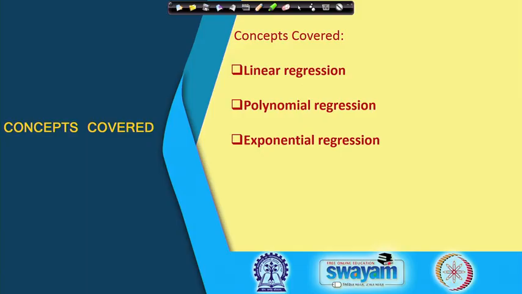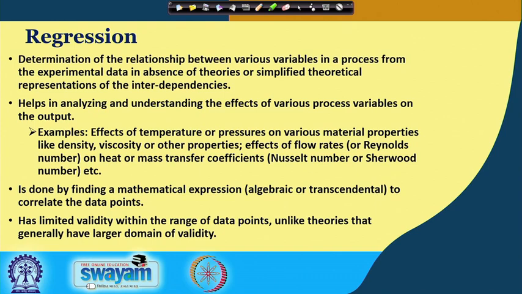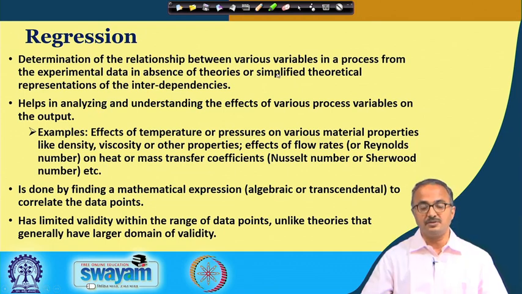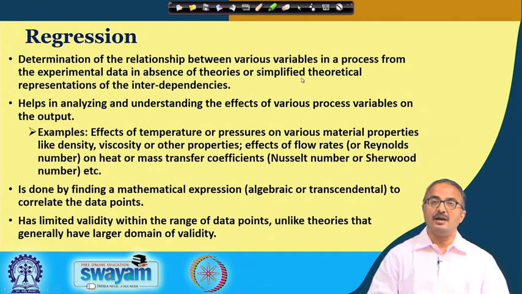So, in this context, first we shall be looking into the regression analysis. In this we shall be looking into linear regression, then polynomial regression and exponential regression. So, first let us understand what we mean by regression. Regression means that we are trying to determine the relationship between the various variables involved in a process, and these variables will be given in terms of some experimental data.